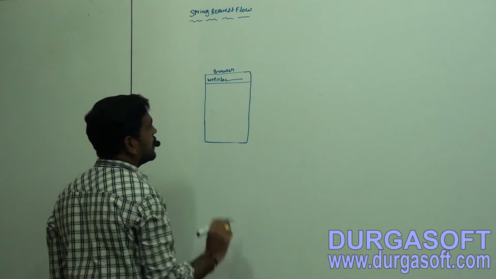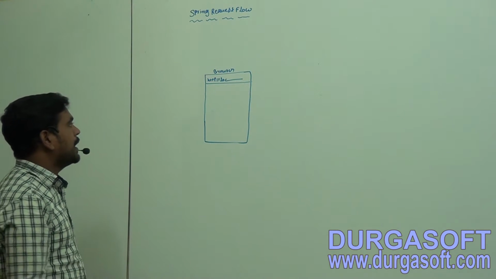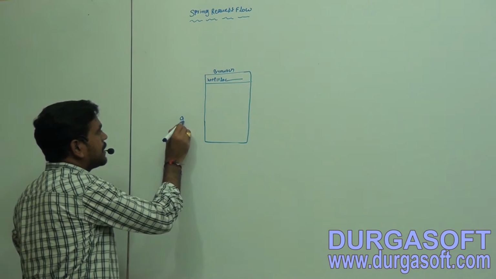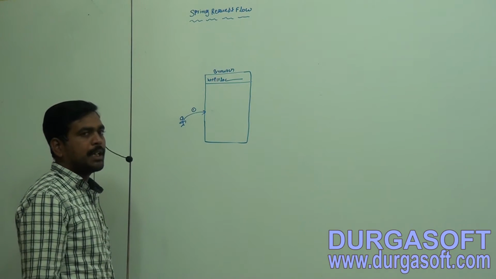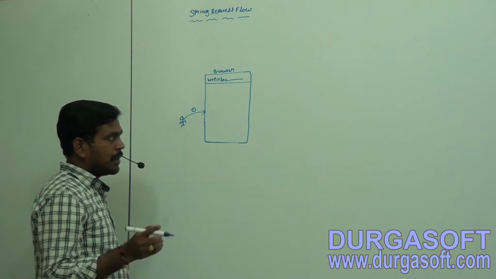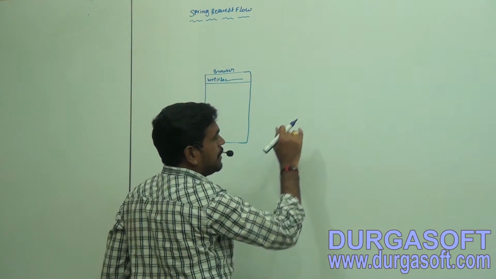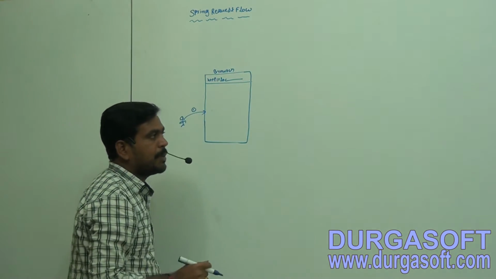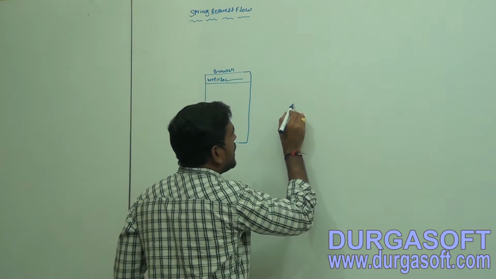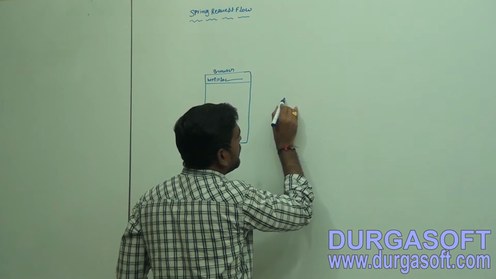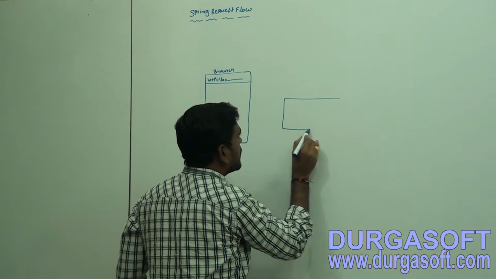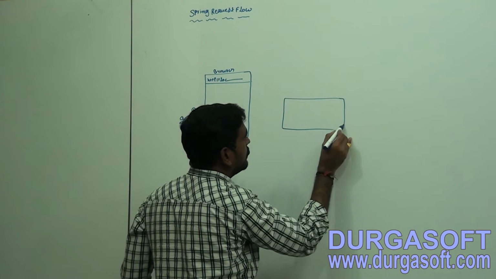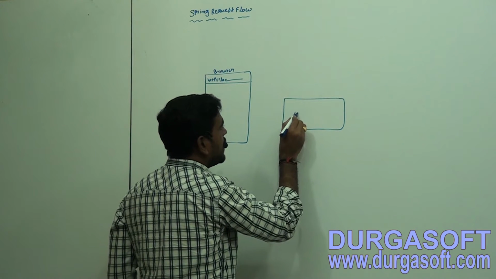http://localhost like this. Whenever we are making the request like this, first the request is transferred to the web container. Every server has one container, right? That is the web container. Now the web container has received that request. Inside the web container, web.xml, right?